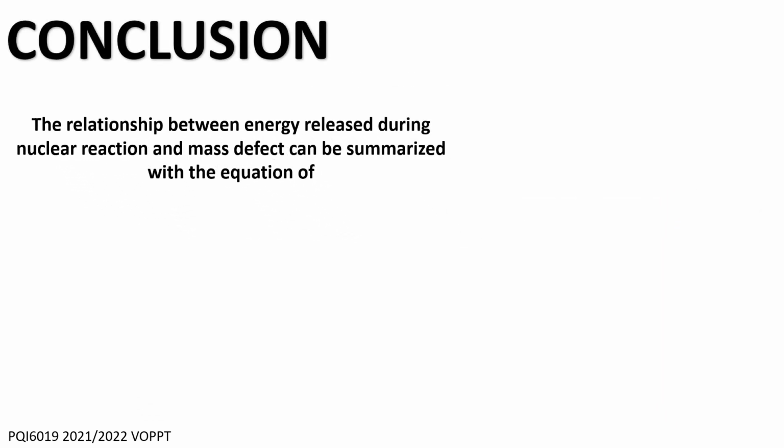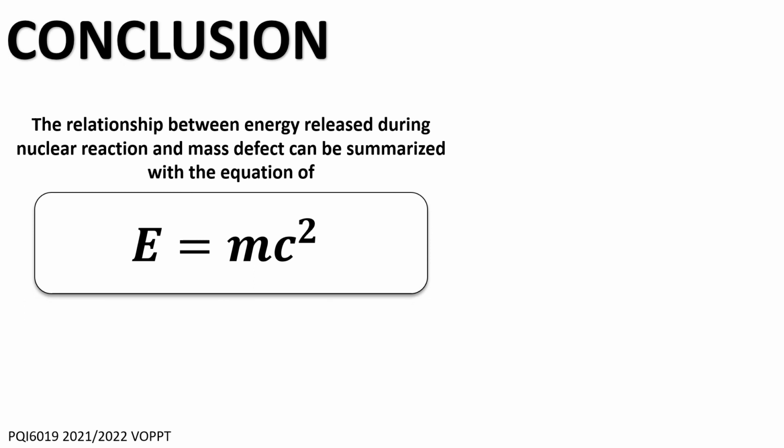To conclude, the relationship between energy released during nuclear reaction and mass defect can be summarized with the equation E equals mc squared.